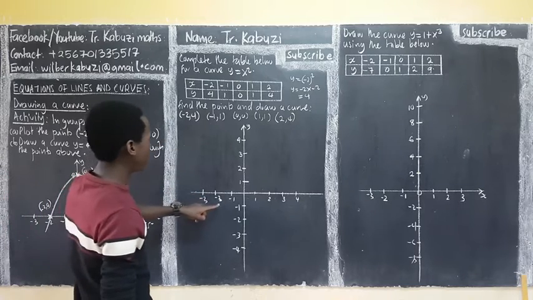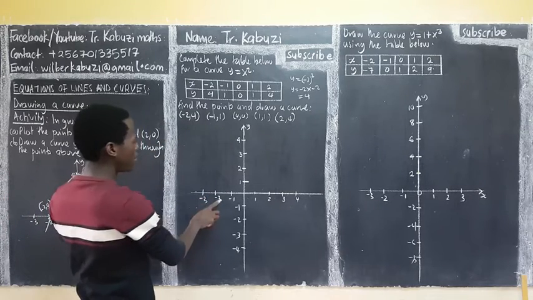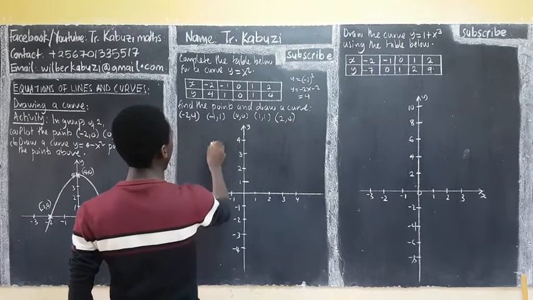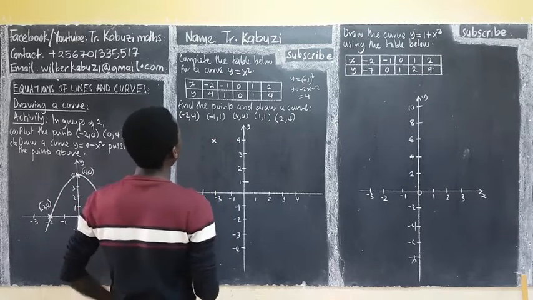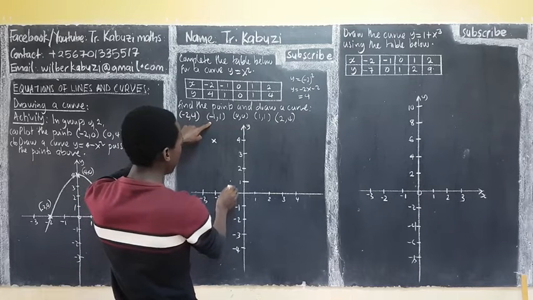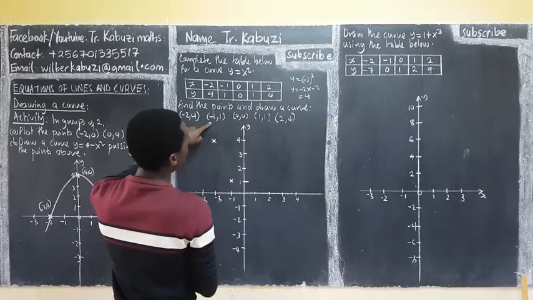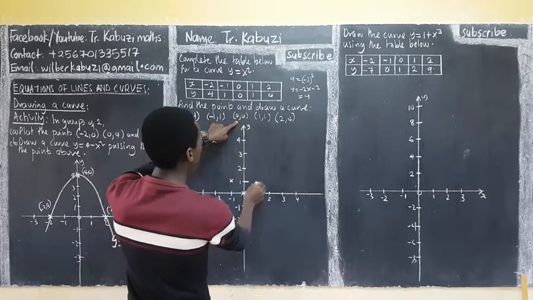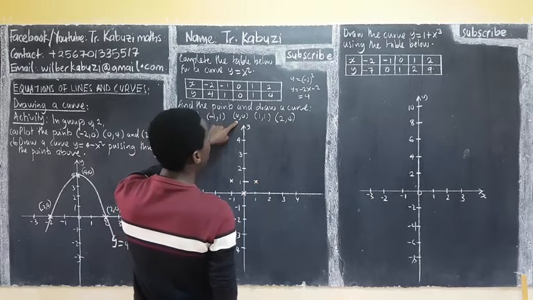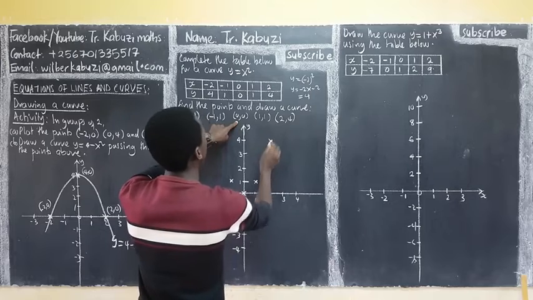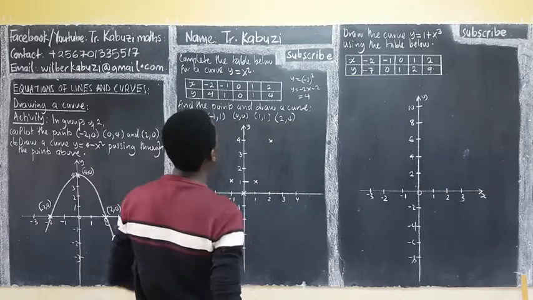Then I come. This is negative 2, 4. My negative 2, 4 is there, and I press a point there. Then negative 1, 1 is going to be there. Then I have 0, 0. Then I have 1, 1, which is there. Then I have 2, 4, which is there. X is 2, y is 4.